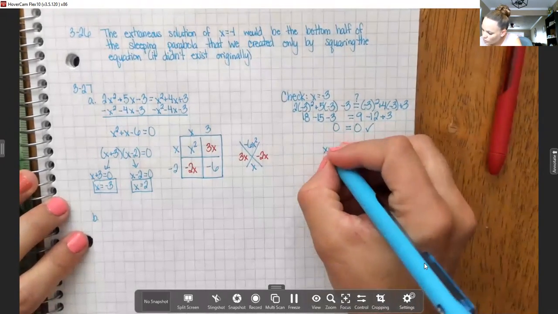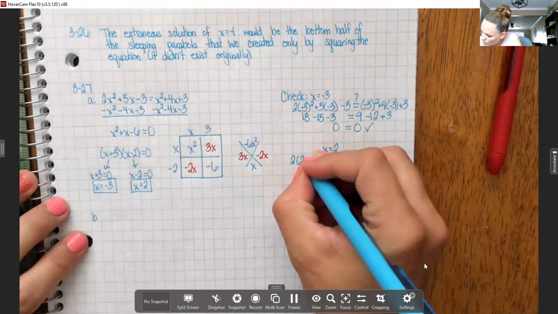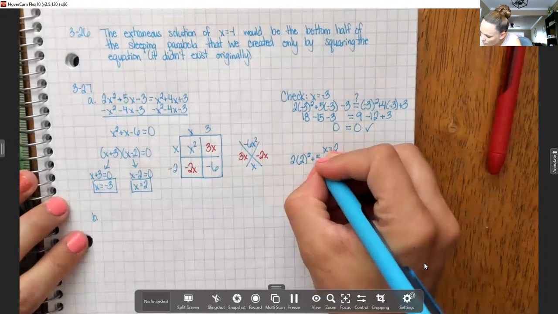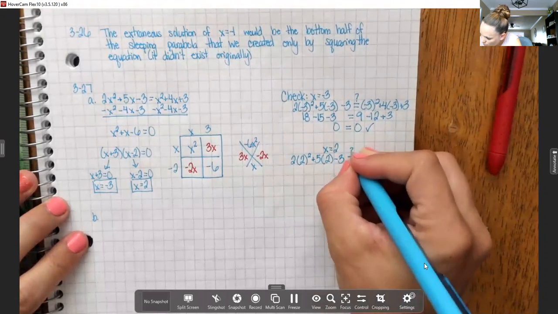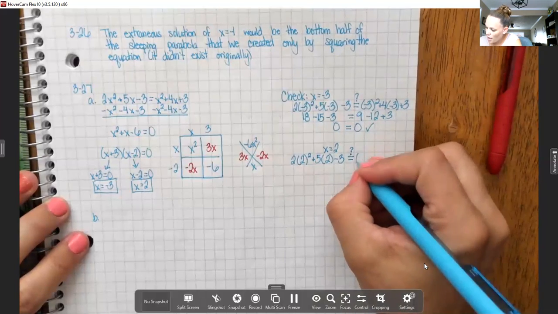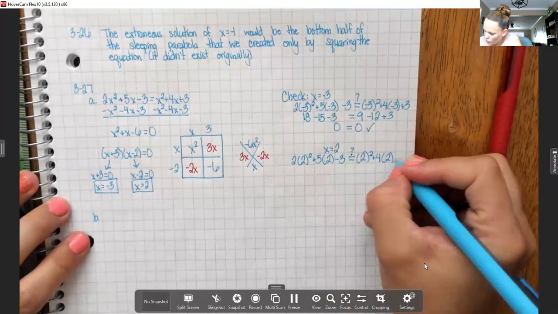And then we should also check x equals 2. So 2 times 2 squared plus 5 times 2 minus 3. Does that equal, you're checking it, 2 squared plus 4 times 2 plus 3?